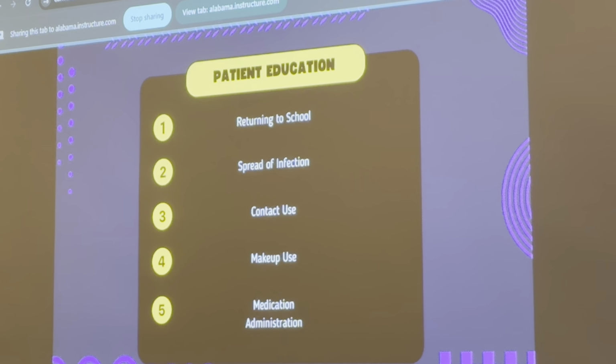Medication administration. How are we going to educate our patients about the eye drops? Have you got any thoughts? Show them how to put them in. How to put them in, all right? Are we going to directly touch the eyeball itself? No, we need to try to avoid that as much as possible, so we're not recontaminating every single day when we give those antibiotic eye drops.